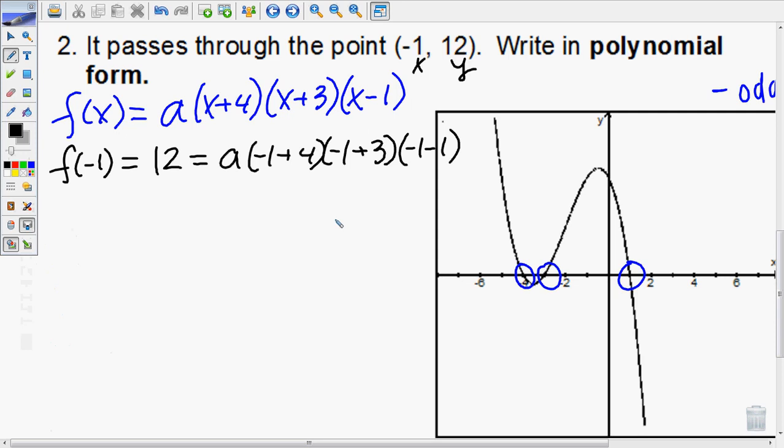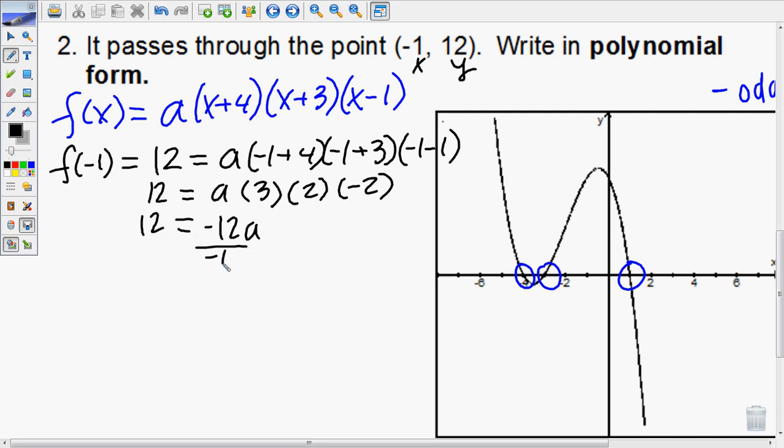All right, what did y'all get for a? -1. Good job. So we have a. I just wanted to know how slow I had to go, or if I could do it really fast. You can do it really fast because we got -1. Good job, guys. So you end up with 3 times 2 times -2, negative 12. -12a, and then divide by -12, and you get -1. So you have your a. That's part 1. And now I'm going to plug a in, and then I'm going to FOIL and distribute to find my polynomial.